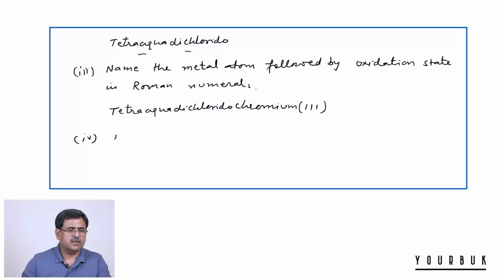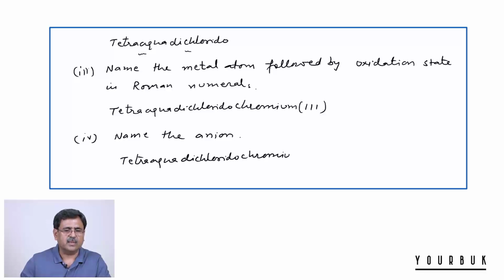Then the fourth step is you have to name the anion. Now in this example, our anion is chloride. It's not a ligand, it's an anion. So we write chloride. So the name of the complex is now tetra aqua dichlorido chromium 3. This is a cationic part. And then we write the name of the anion chloride, and cation and anion name should be separated by a small space. So there is a small gap between the name of the cation and the name of the anion. So this is a complete name of the complex which we took as an example.